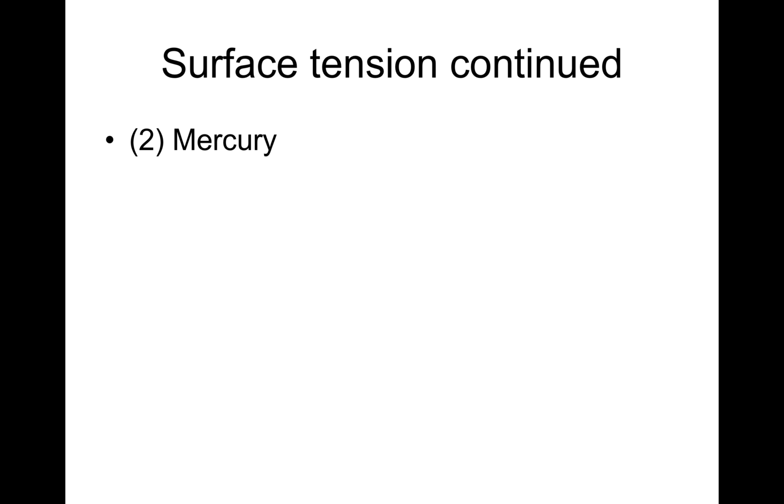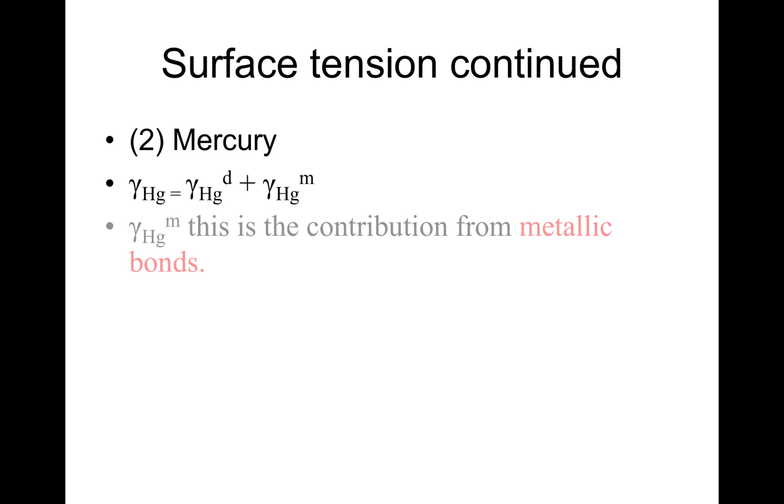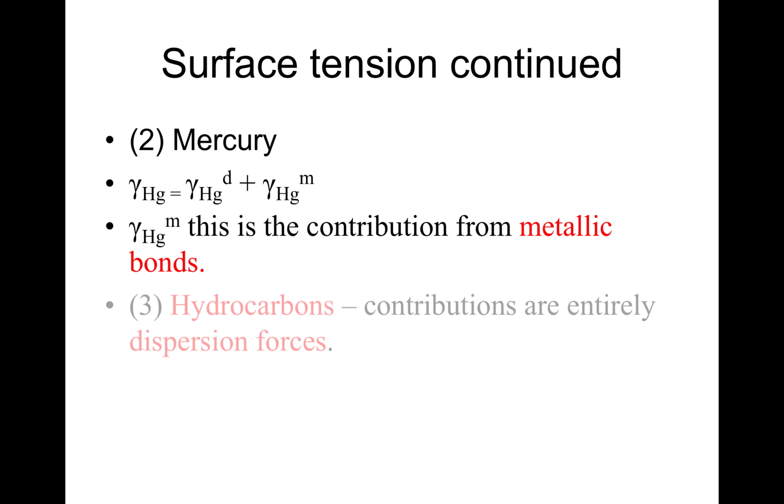Let us look at a different liquid, that is mercury. Here, the surface tension of mercury, gamma Hg, is equal to gamma Hg D, the dispersion contribution, plus gamma Hg M, the contribution from the metallic bonding system. When we look at hydrocarbons, the contributions are entirely dispersion forces.